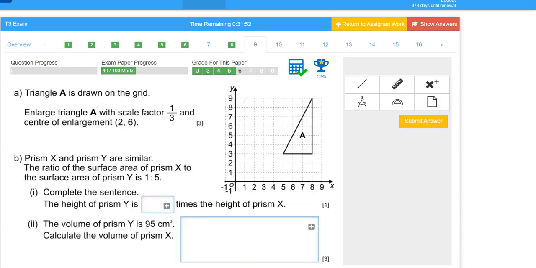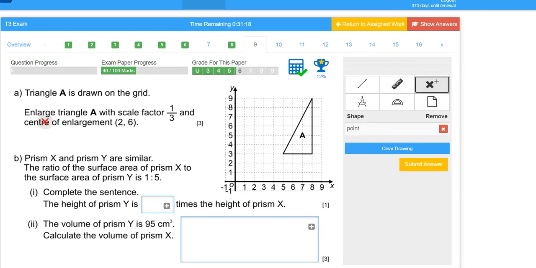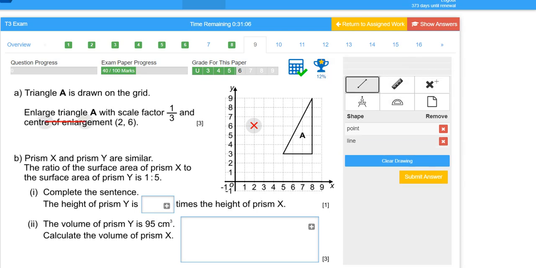Okay, we have a question now looking at scale factor. And this is an enlargement question. So first thing I'm going to do is I'm going to mark where my center of enlargement is, 2, 6. So that's going to be just there. I'm going to draw some ray lines to help me with this calculation. So let's draw some ray lines. We'll have one there, and we're going to have one going through each of these points.